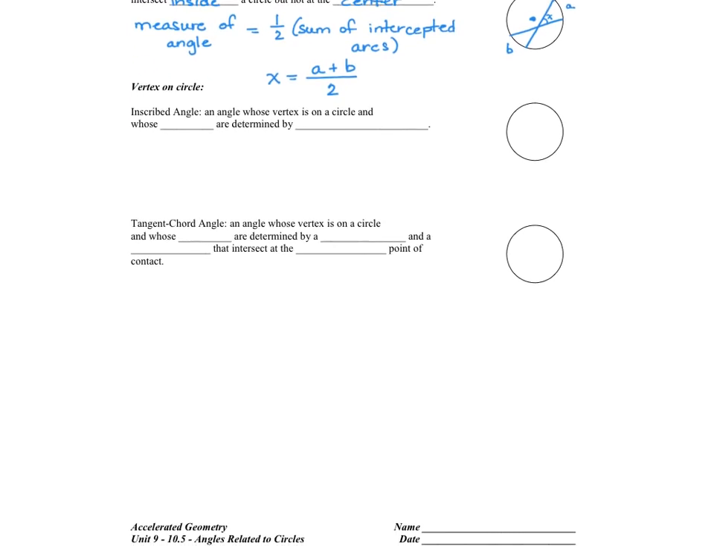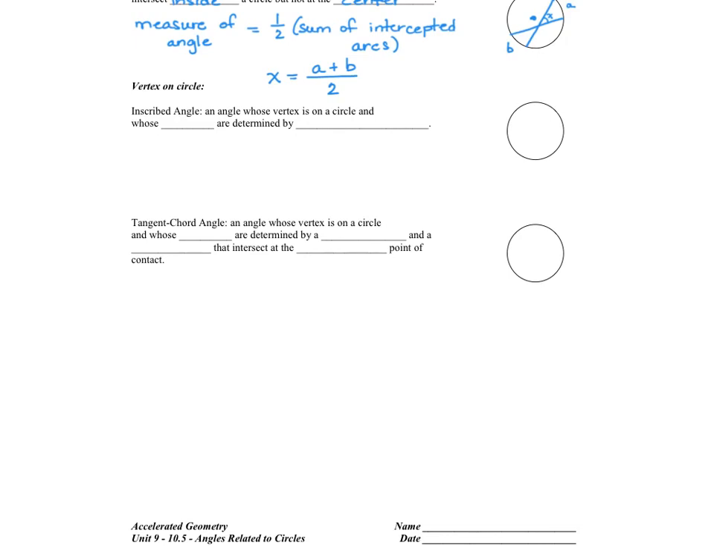The next location we're going to look at is what if the vertex is on the circle? And again, we have two options. We can either have an inscribed angle or a tangent chord angle. An inscribed angle is an angle whose vertex is on a circle and whose sides are determined by two chords.